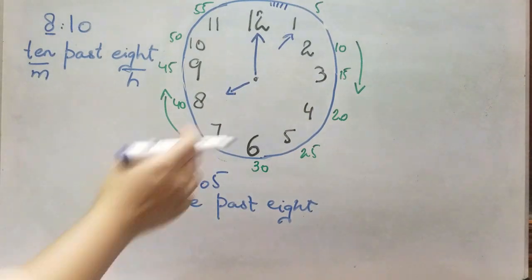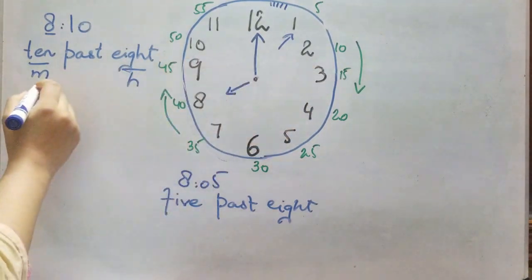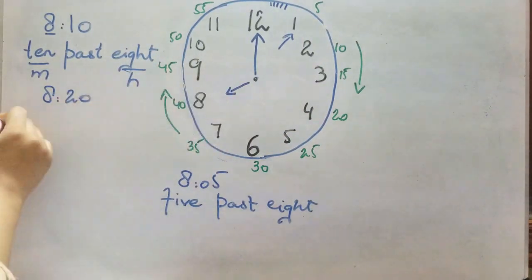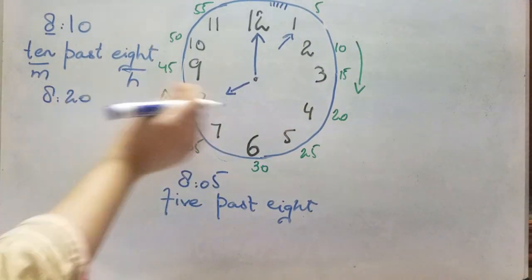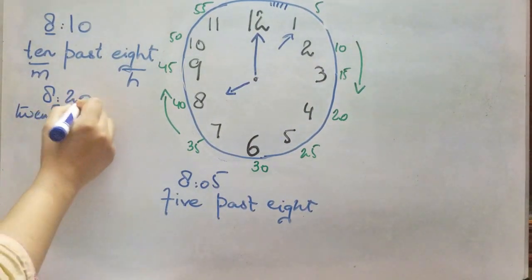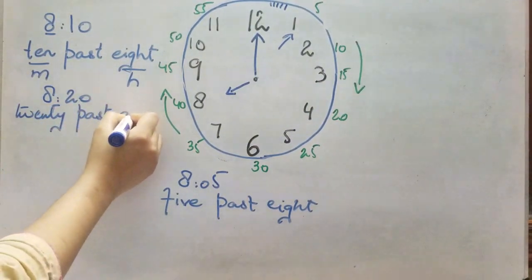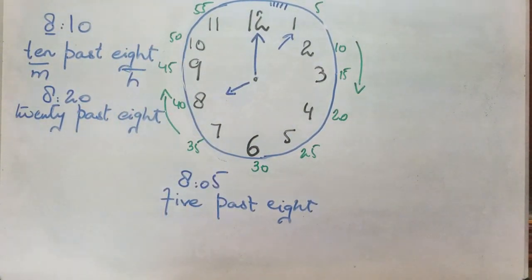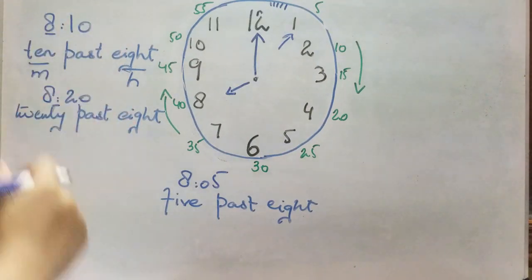Similarly, I'll tell you about 8:15 later on. Okay, we'll move to 8:20. They will say this as 20 comes first, right? This is 20 minutes. So 20 past 8. I hope this is clear.